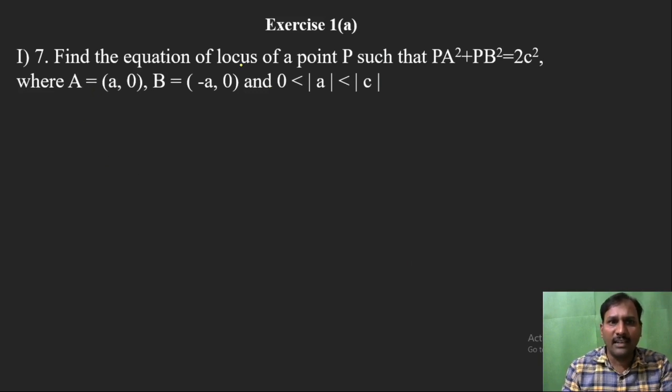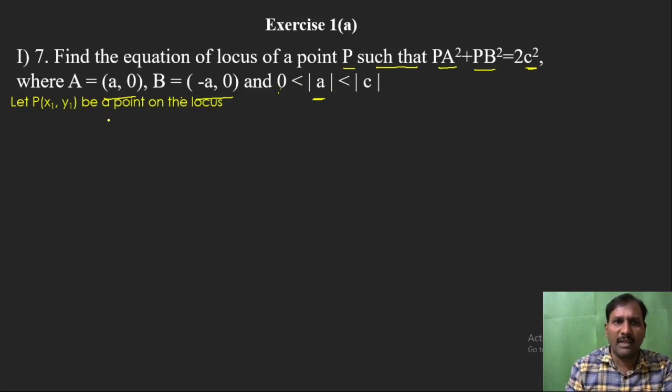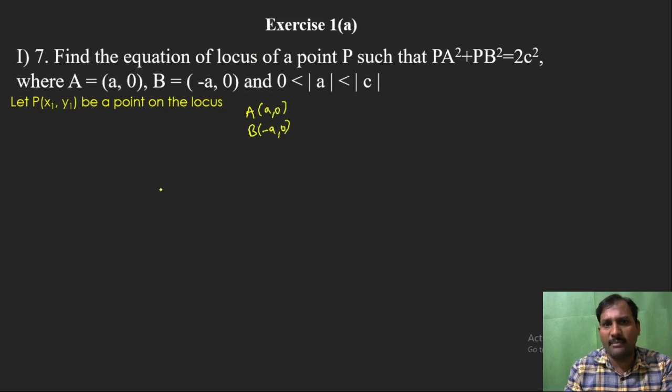Find the equation of the locus of a point P such that PA square plus PB square is equal to 2c square, where A is (a, 0), B is (minus a, 0), and the value of a lies between 0 and c: 0 is less than modulus a is less than modulus c. So let P(x1, y1) be a point on the locus. And what are the points given here? A is (a, 0) and B is (minus a, 0).